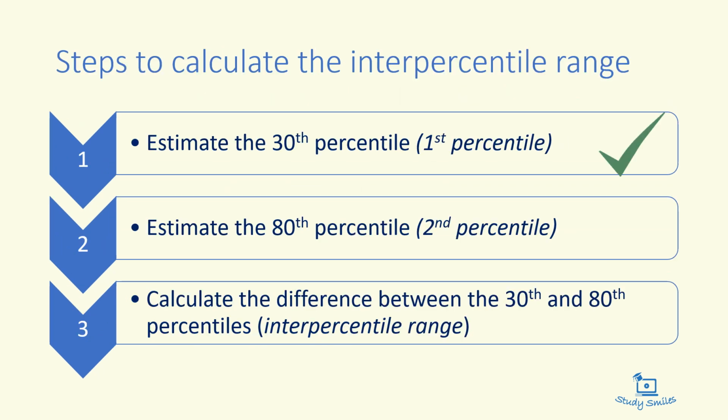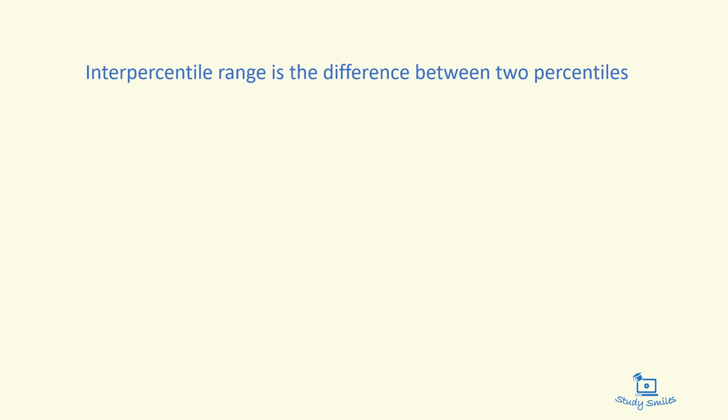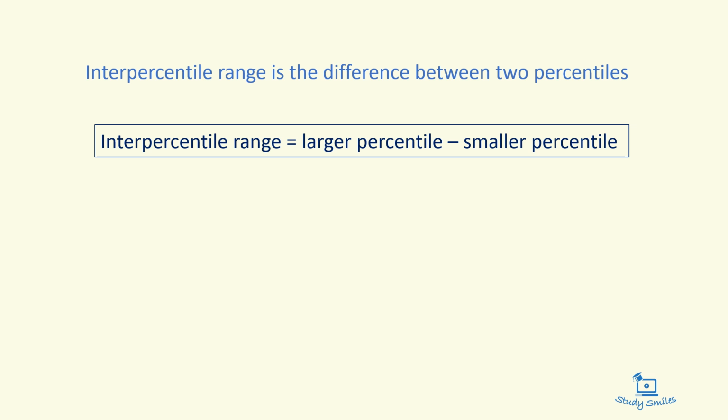Again, returning to the steps we need to carry out to calculate the interpercentile range, we have now completed step 2 by estimating the 80th percentile. The final step is to find the difference between the 30th and 80th percentiles, which will give us the interpercentile range. We mentioned earlier that the interpercentile range is the difference between two percentiles, and we can therefore calculate it as the larger percentile minus the smaller percentile.